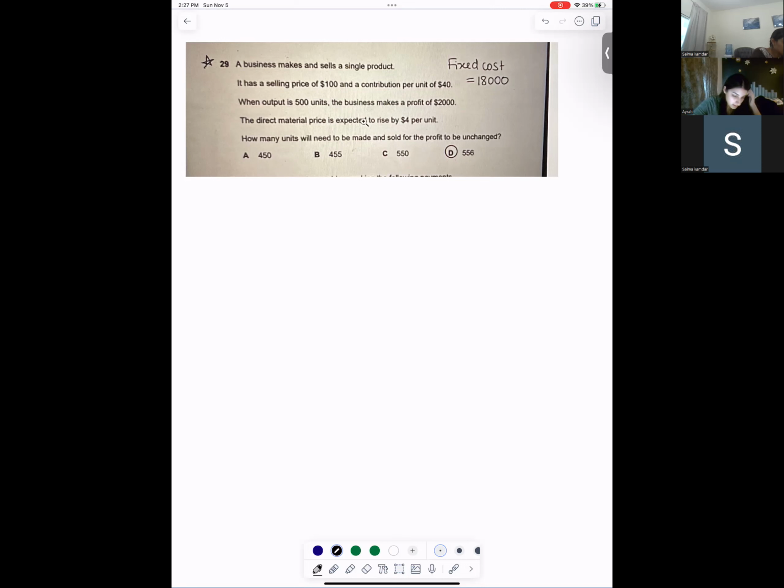A business makes and sells a single product. It has a selling price of $100 and contribution per unit of $40. When the output is 500 units, the business makes a profit of $2,000. The direct material price is expected to rise by $4 per unit. How many units will need to be made and sold for the profit to be unchanged?